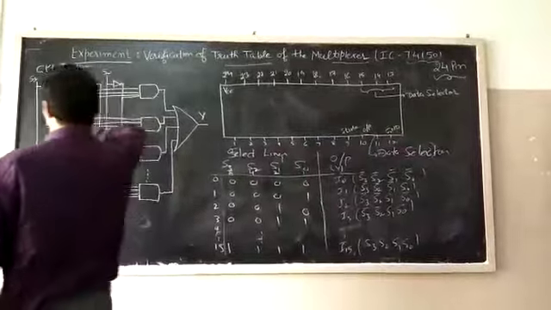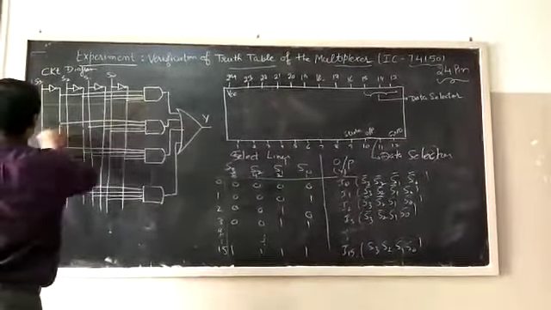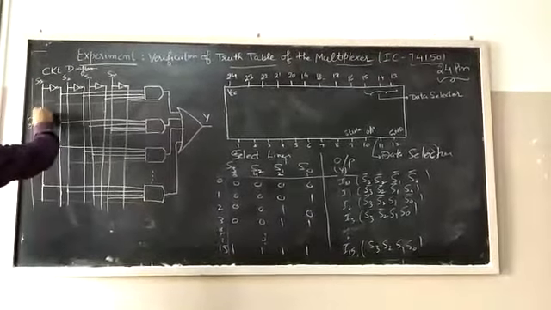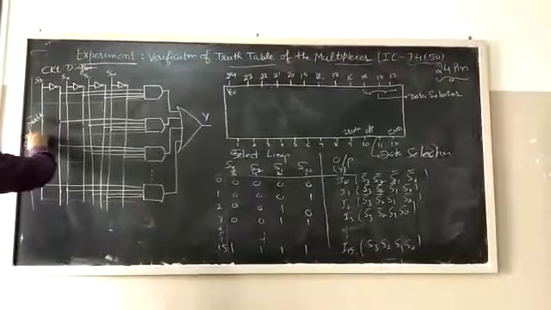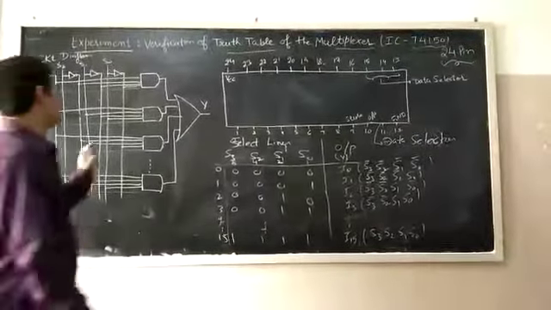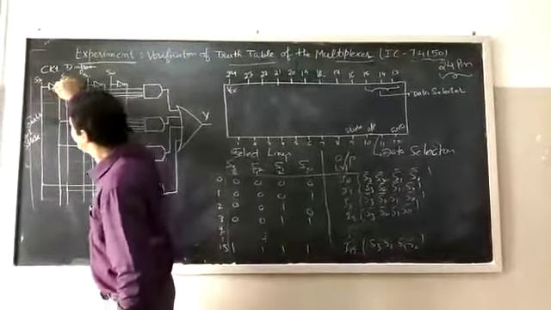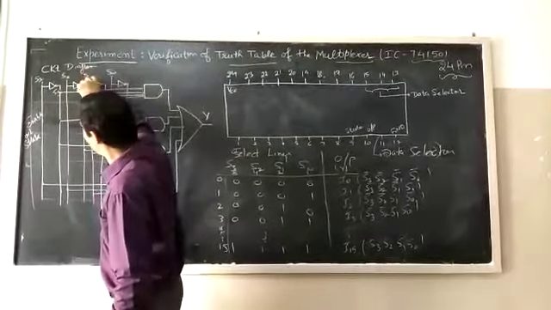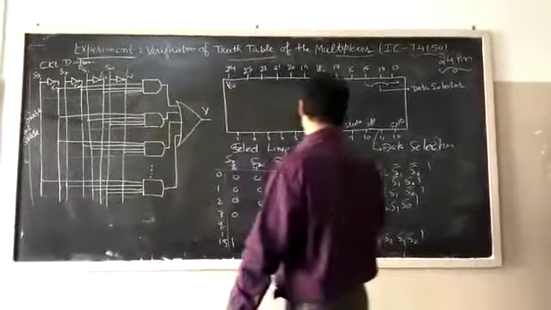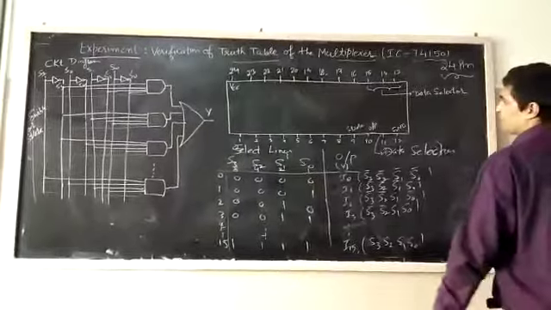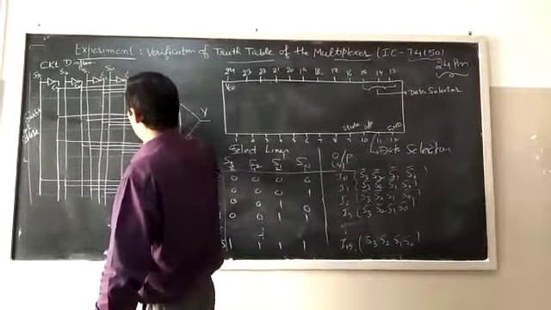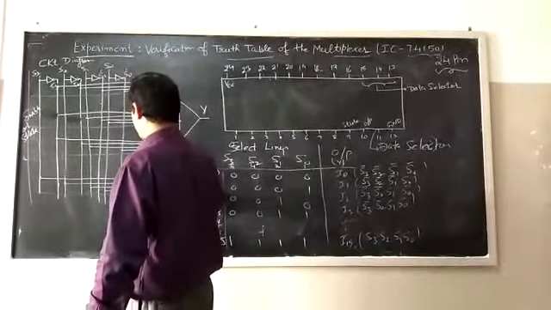Similarly, we can construct the circuit diagram. Here you can see that enable, or strobe, has been applied everywhere. S3, S2, S1, S0 are the four select lines. If I write here S3, this will be S3 bar; S2, this will be S2 bar; this will be S1 bar; this will be S0 bar. If we have to design a 16:1 mux, it means 16 AND gates are required: AND gate 1, AND gate 2, AND gate 3, up to AND gate 16.